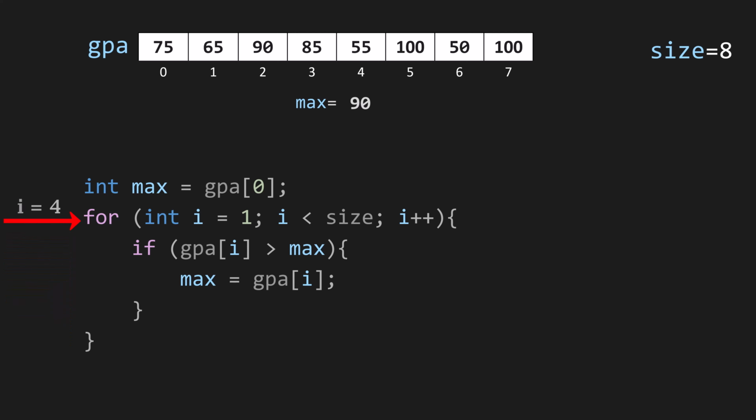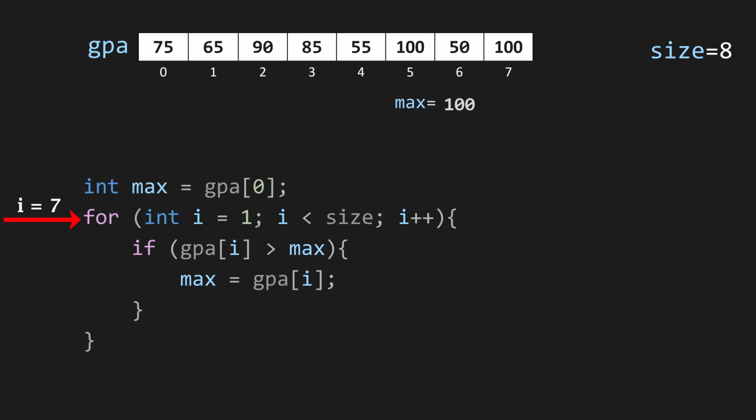Exactly. In the fifth iteration, i is 5. We compare max with the sixth element, 100. Since 100 is greater than 90, the condition evaluates to true, and max is updated to 100. Yes, that's correct. In the sixth iteration, i is 6. We compare max with the seventh element, 50. Since 50 is not greater than 100, the condition evaluates to false, and max remains 100.